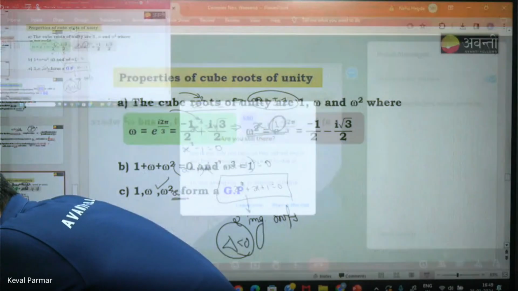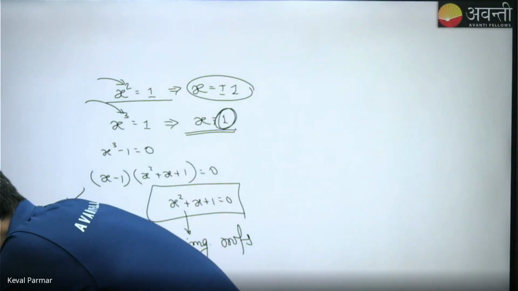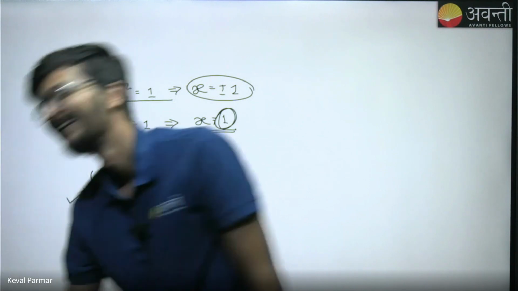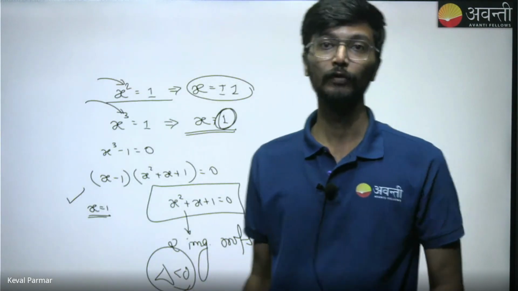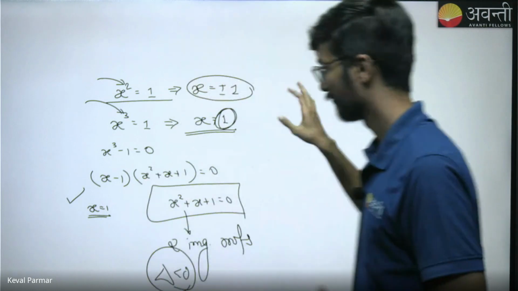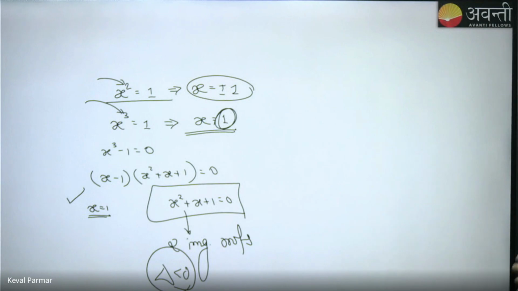The cube roots of unity are very special. Then you will say, why are we studying cube roots of unity? Right? Why not cube roots of 2? Why not cube roots of 3? Correct? Because we have a very interesting thing about cube roots of unity.